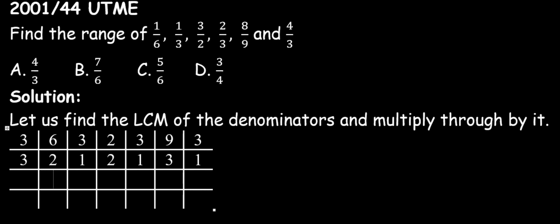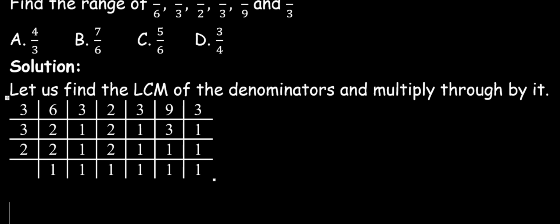3 divide 2, bring the 2 down. 3 divide 1, you bring the 1 down. 3 divide 2, you bring the 2 down. 3 divide 1, you bring the 1 down. 3 divide 3, give you 1. 3 divide 1, you bring the 1 down. Next, we can take 2. 2 divide 2, it becomes 1. 2 divide 1, you bring the 1 down. 2 divide 2, it gives you 1. Then the rest, you just bring the 1 down.